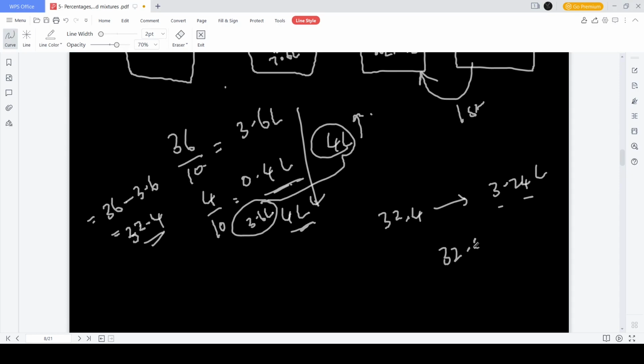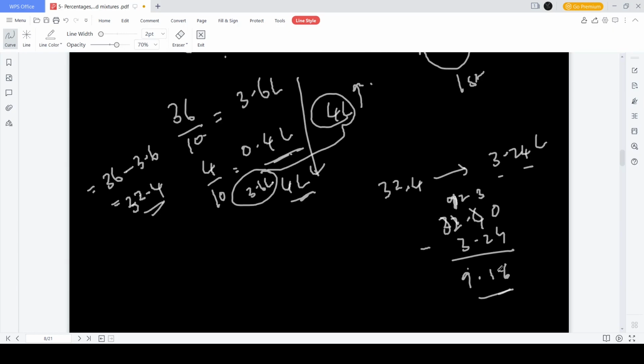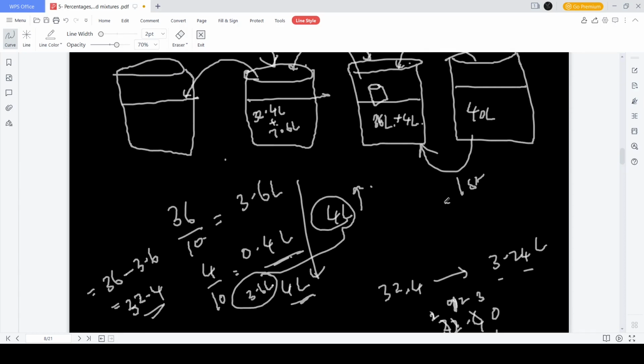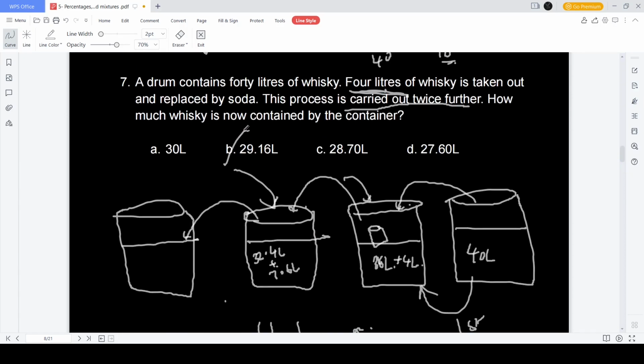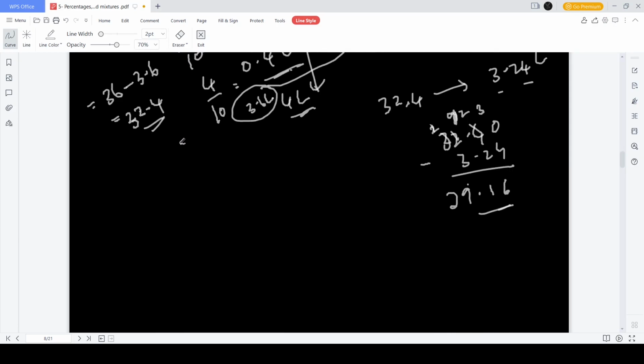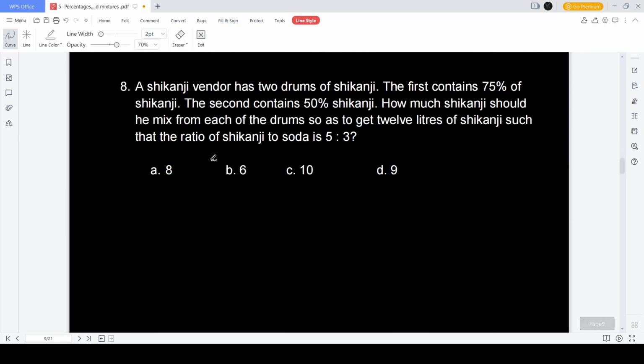So you have 32.4 liters minus 3.24 liters, and 29.16 is left. So 29.16 liters of whiskey is left in the drum with some amount of water, which we don't really mind. Fine. Next question. A shikanji vendor has two drums of shikanji.